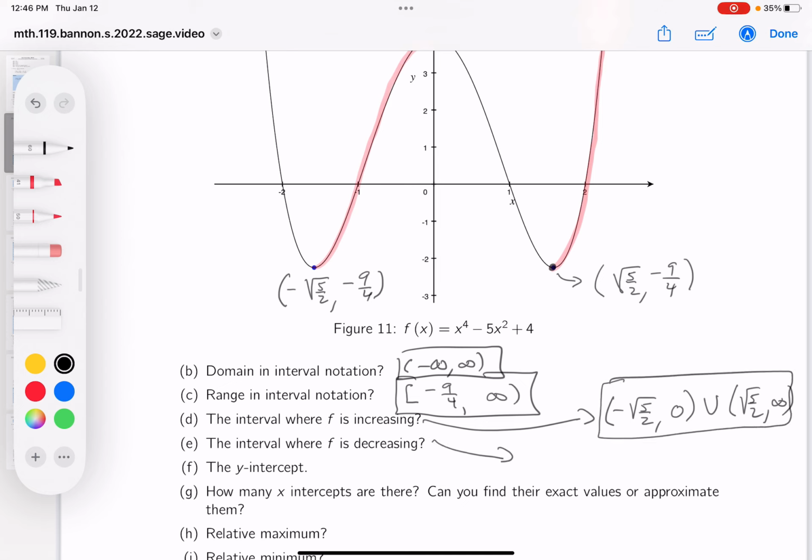Now, where's it decreasing? That should be pretty easy, too. I mean, basically just looking at the picture, I'm going to say it's falling down here.